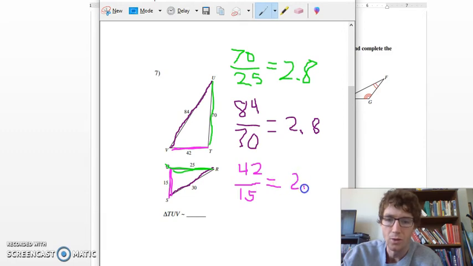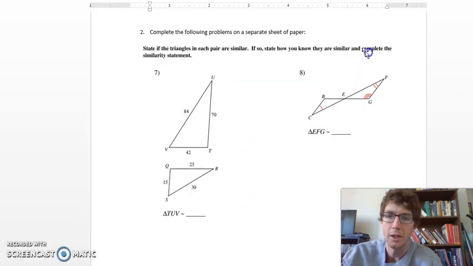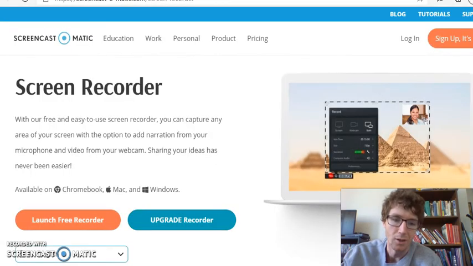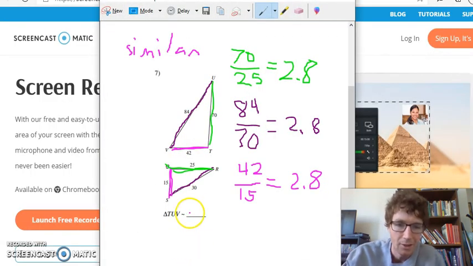So this was also 2.8. These were all equal to each other: 70 over 25 equals 84 over 30 equals 42 over 15. So they are similar. I'm going to write up here, similar. It says to state how you know they're similar and complete the similarity statement. They're similar because all the sides are proportional. I'm not going to write that out for this.